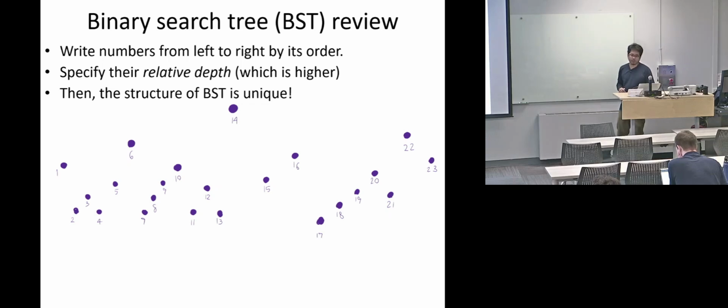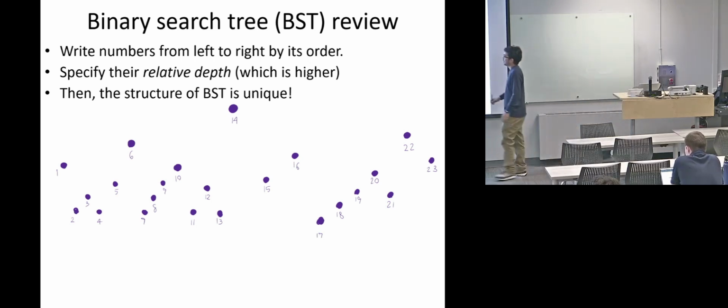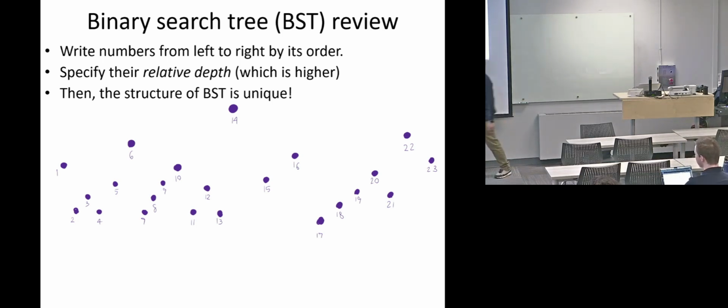By the way, one way to think about a binary search tree, I'm not sure you have thought about it this way, but this is the way that I think about it. Suppose that the binary search tree stores many numbers, any numbers. Let's say that we write the numbers from left to right in increasing order, like 1, 2, 3, 4, 5, 6, and so on.